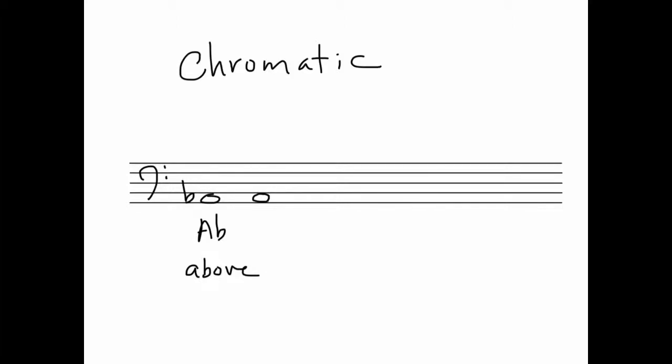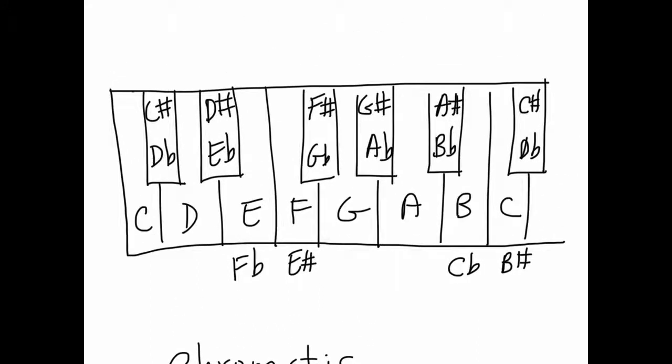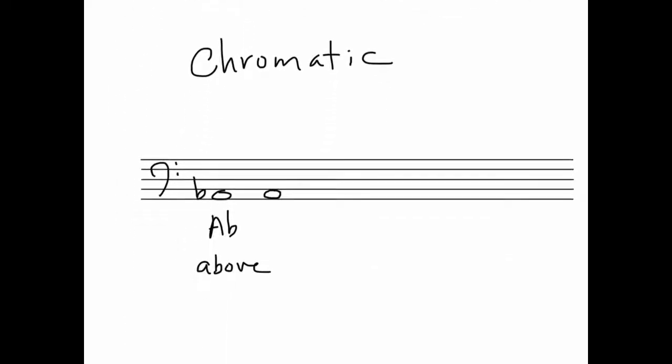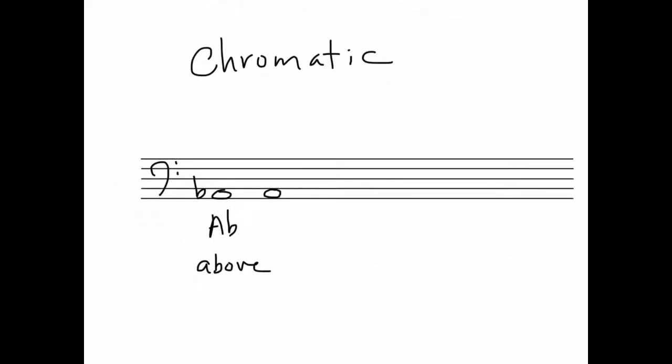Next, we're going to look back on our keyboard and find an A flat, which is here, and look at what the note is above it, and that's an A. And since we want a chromatic semitone, that becomes our answer. So it's just plain A natural. Since we have a flat in front of this A, we need to cancel it with a natural sign in front of this A. And that's our answer.